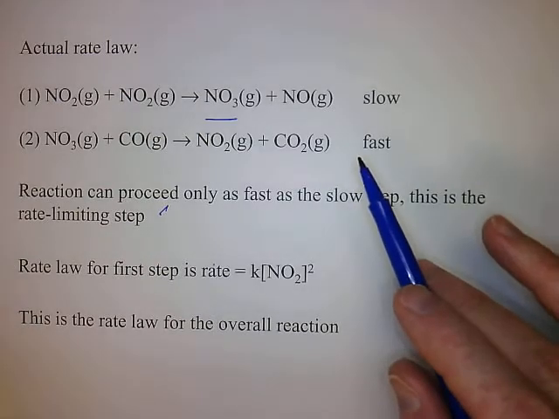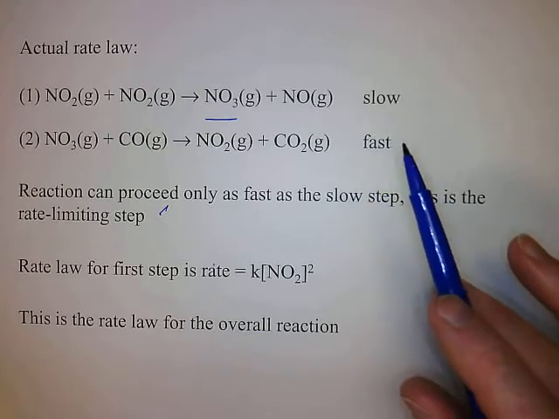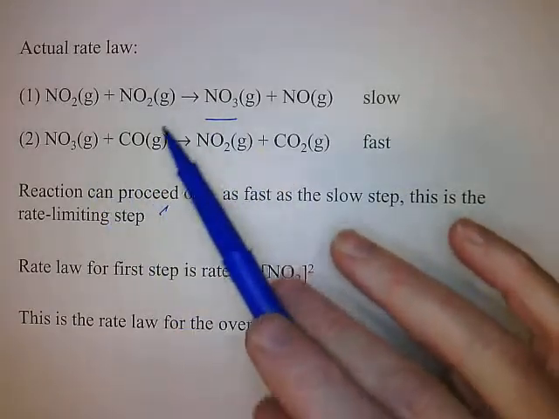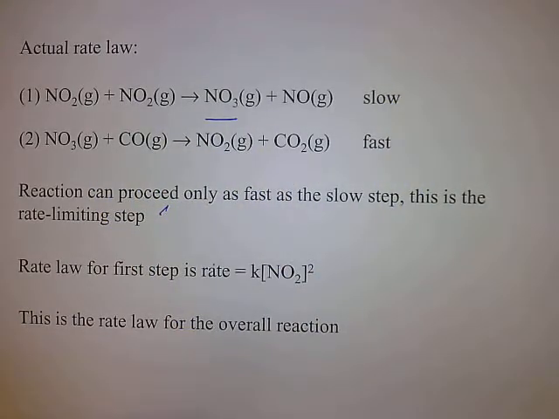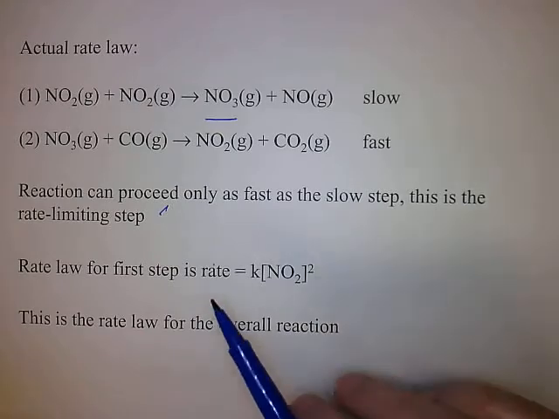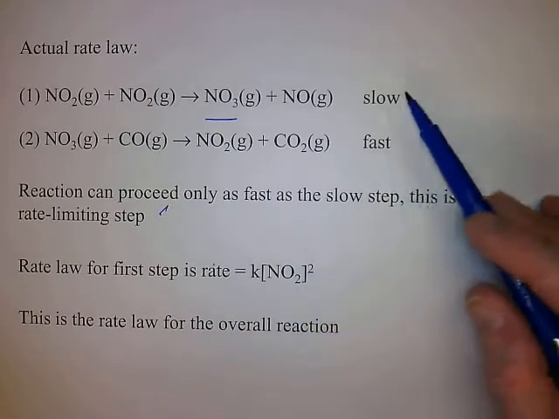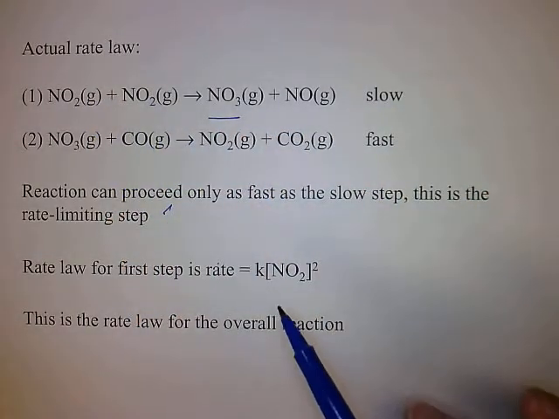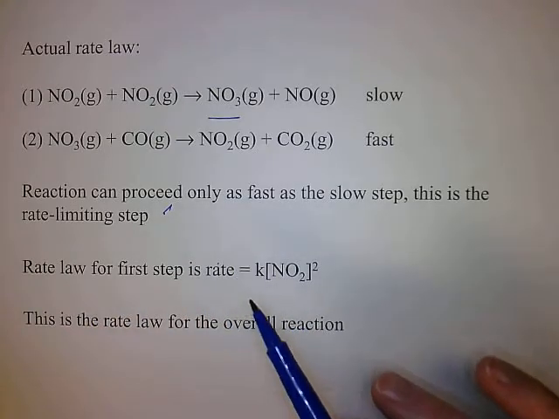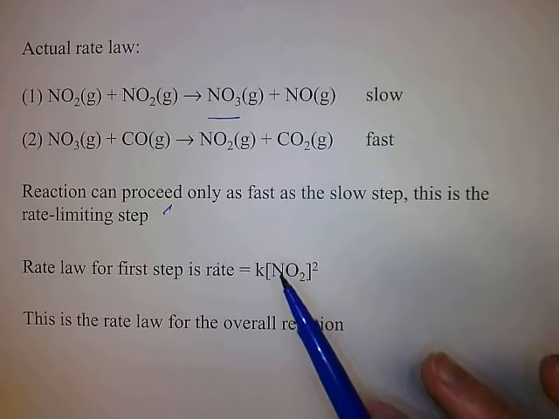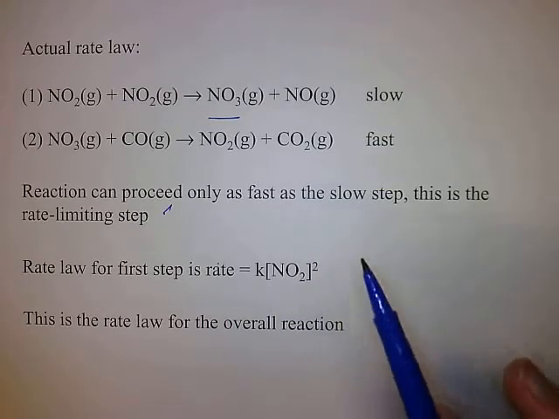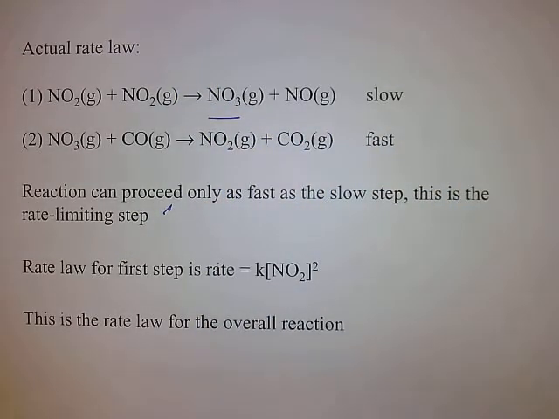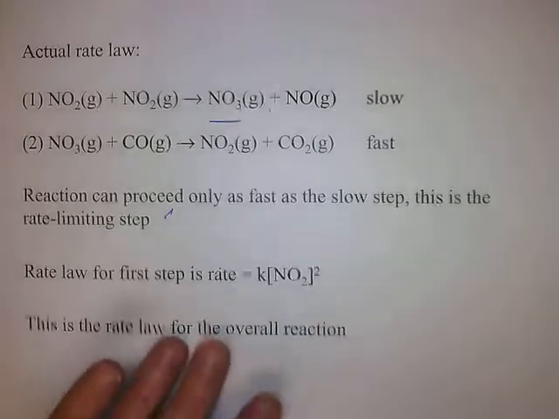Okay, so if you have a slow step followed by a fast step, the reaction can only go as fast as the slow step. The second step is going to be sitting there waiting around for that slow reaction to happen. So the actual rate law for the overall reaction is the rate law for the slow step, NO2 combining with the NO2. So the rate law for the overall reaction is the rate is equal to some constant k times the concentration of NO2 squared. Okay, so it's bimolecular in NO2. And that's the rate for the overall reaction.